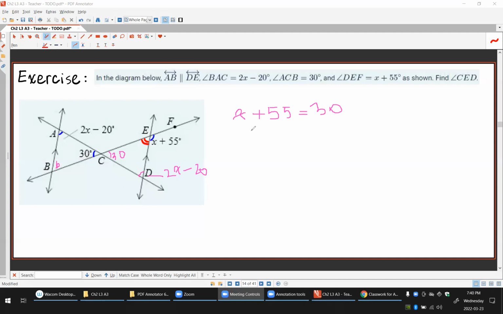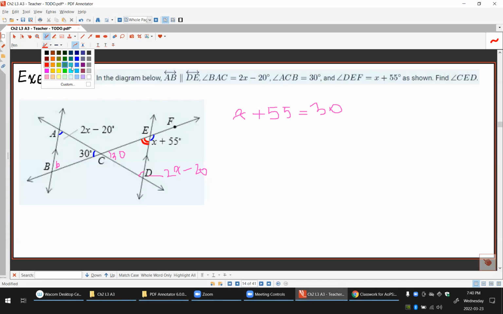I don't know what to do from here. Okay, then first of all, why you write x plus 55 equals 30? Why they're equal? Because they're alternate exterior angles.